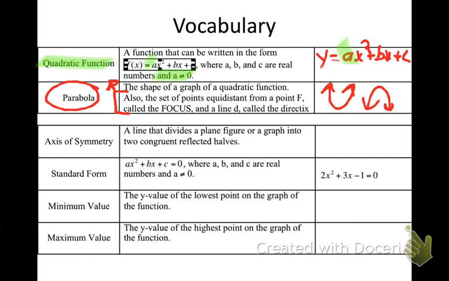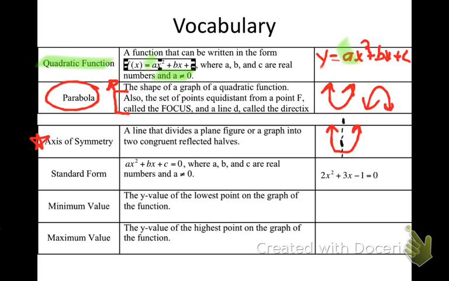Axis of symmetry. This is something you're going to have to know for today. This is kind of the whole key to what we're doing here. The axis of symmetry is a line that divides a plane figure or a graph into two congruent reflective halves. Essentially what happens here is I have a parabola, this U. A parabola is symmetrical, so I have an axis of symmetry that goes right down. If you think of my hands here as a parabola, it is perfectly symmetrical to the other side. I could fold it up and everything matches up exactly. That is a big key to today. Symmetry, same on either side.